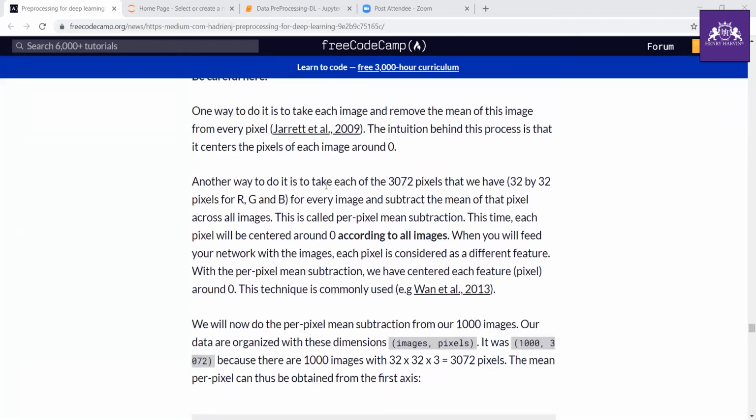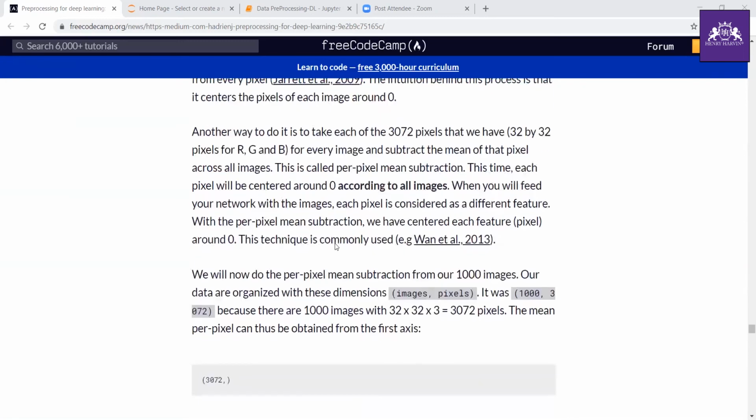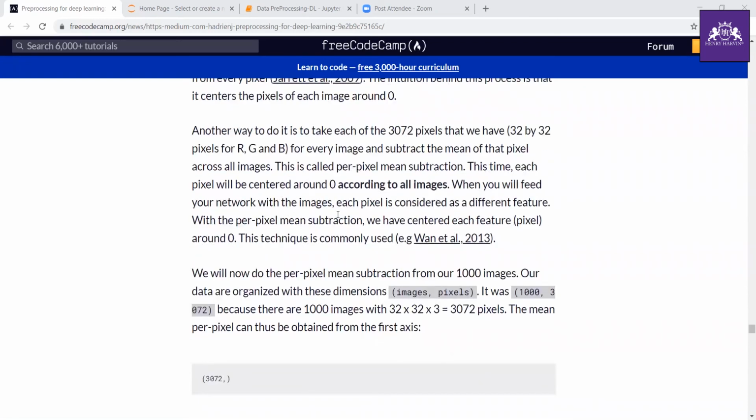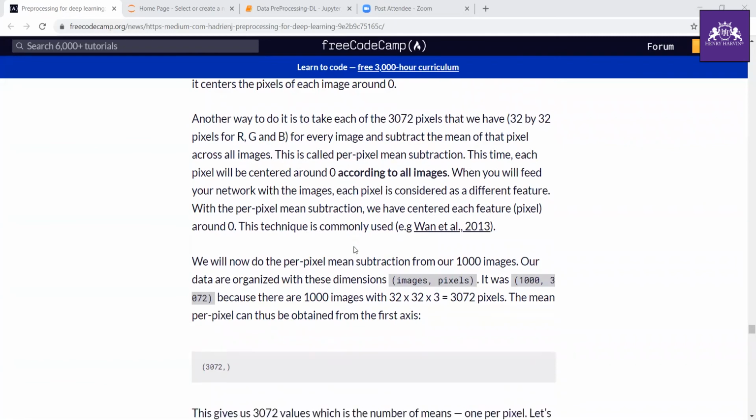Another way is to take each of the 3072 pixels that we have for every image and subtract the mean of that pixel across all images. This is called per pixel mean subtraction. This time each pixel will be centered around 0 according to all images. When you feed your network with the images, each pixel is considered a different feature. With per pixel mean subtraction, we have centered each feature around 0. So this technique is commonly used, right?